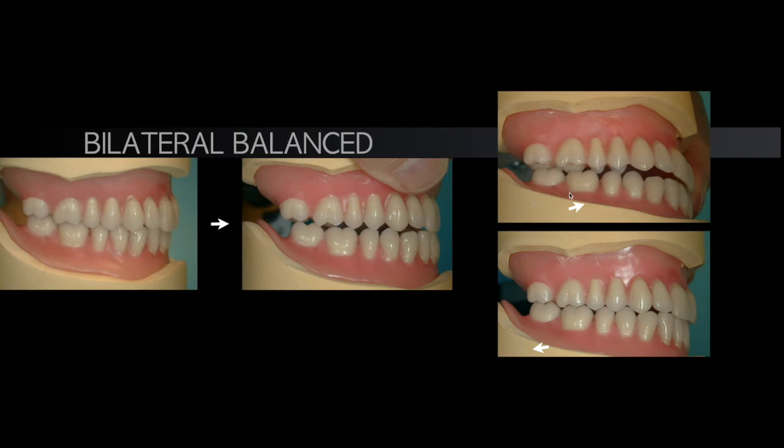This is showing non-working side contact, and this bottom picture shows working side teeth contact. So providing working and non-working side simultaneous contact is called bilateral balanced occlusion.